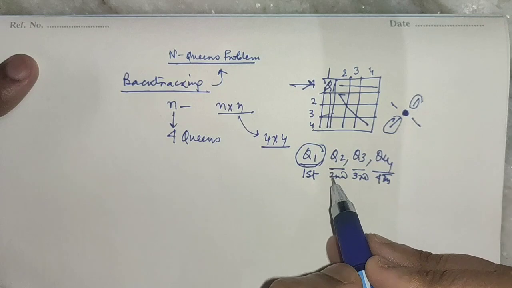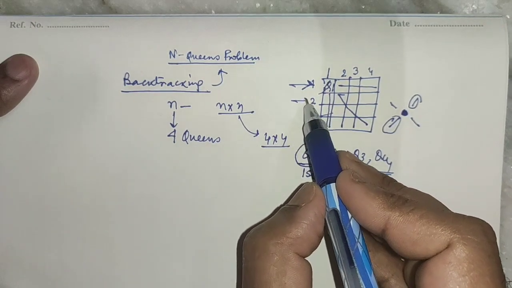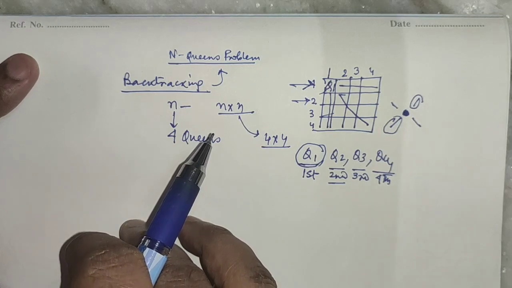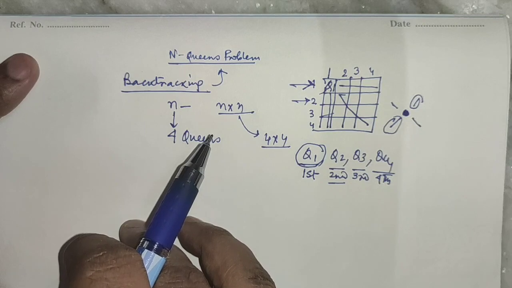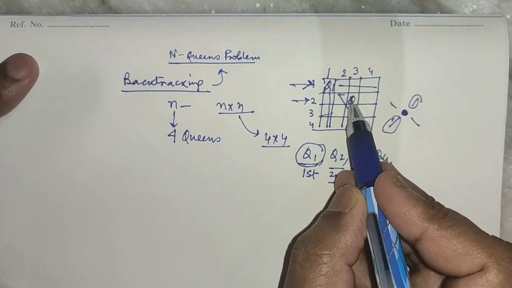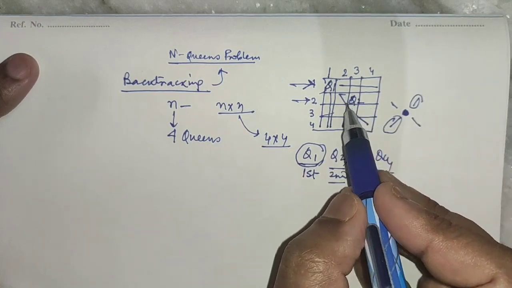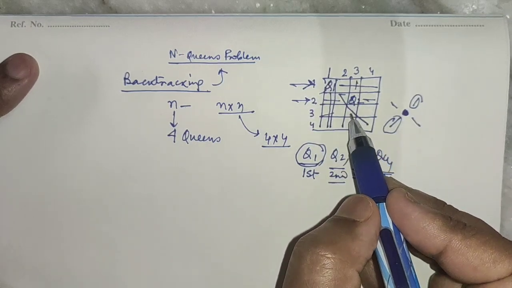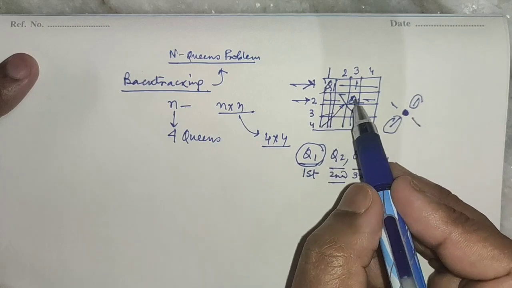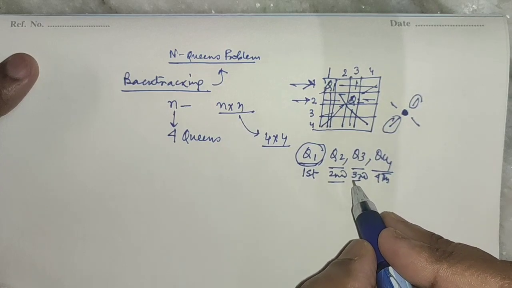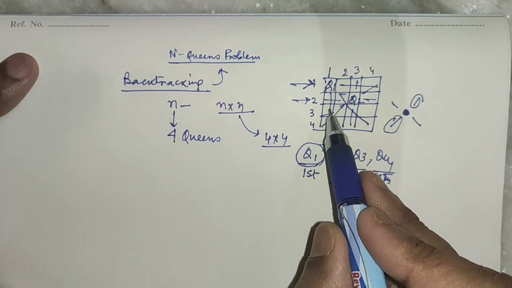So now queen 2. Queen 2 means row 2, because I have assumed that each row is utilized by a particular queen, where the queen number will be the same as the row number. In this case, there is a safe place for queen 2. If this is the place for queen 2, the entire second row is blocked, the third column is blocked, and this diagonal is entirely blocked. So if you go for the third queen, there is no safe place for the third queen.